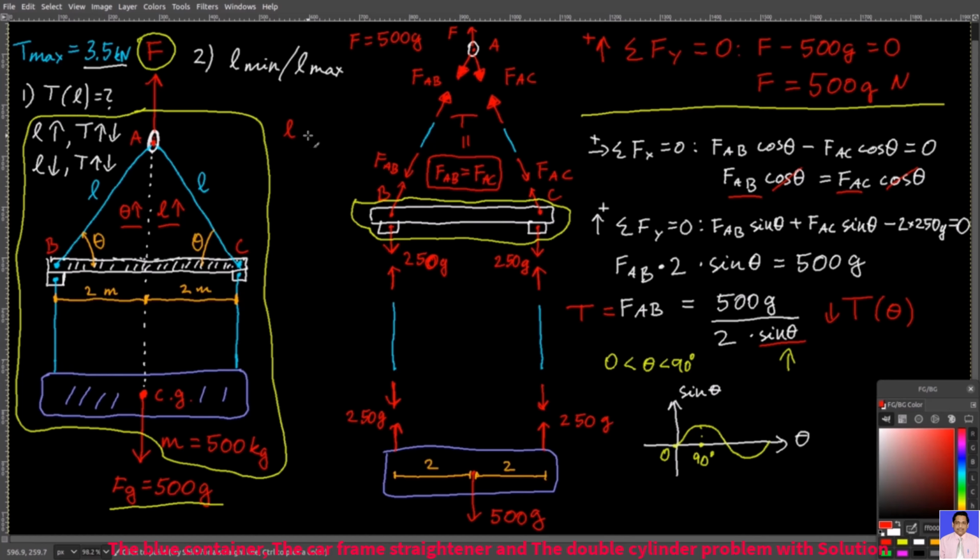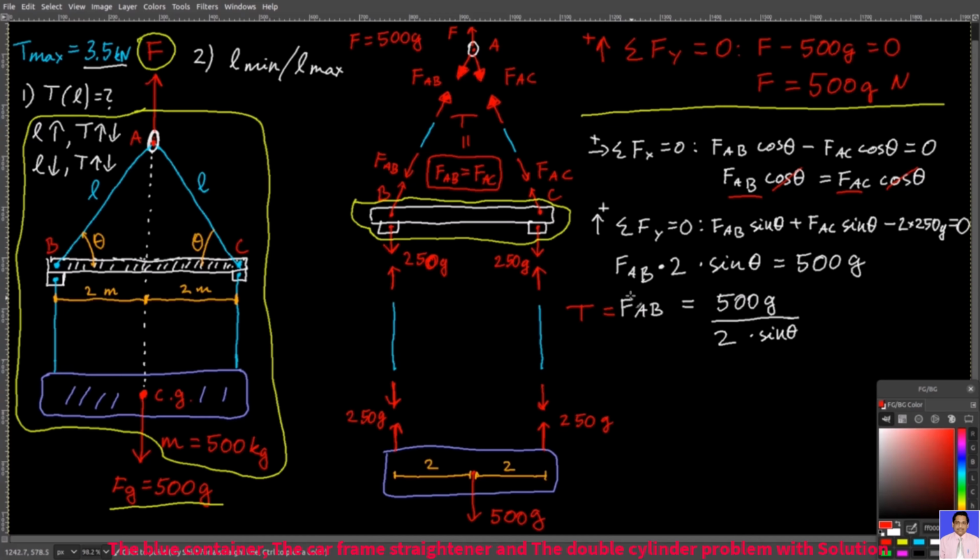However, if your length decreases, it becomes something like this, then obviously your thetas are smaller here. And as a result, your sine theta goes down. So your denominator becomes smaller. That means that your tension force becomes greater. So decreasing the length of these cables increases the tension force inside those cables. And you can see it thanks to this equation.